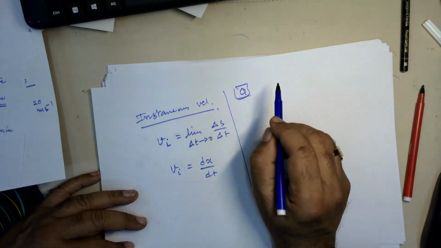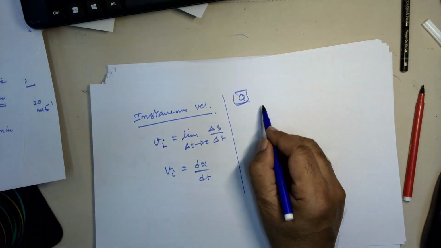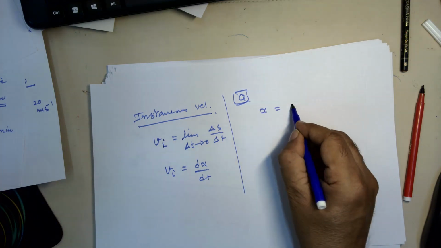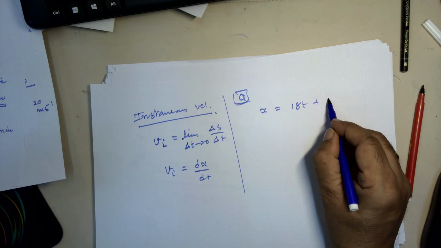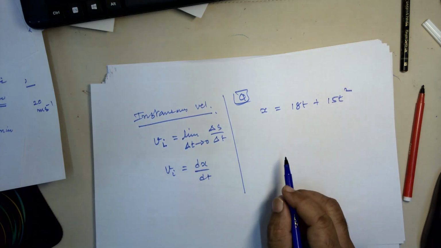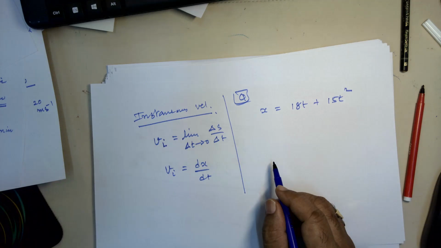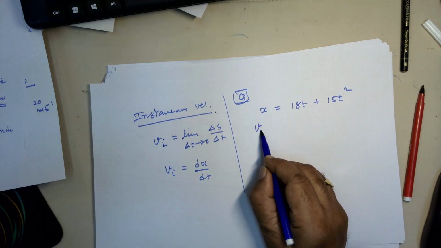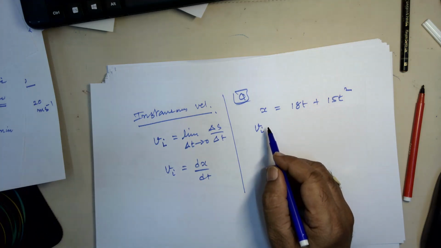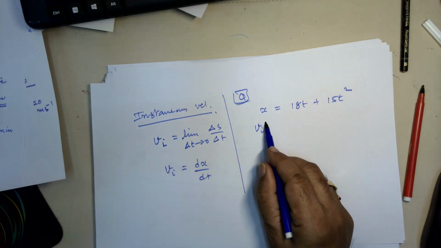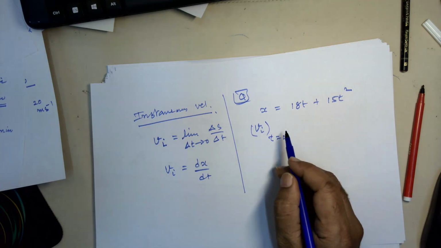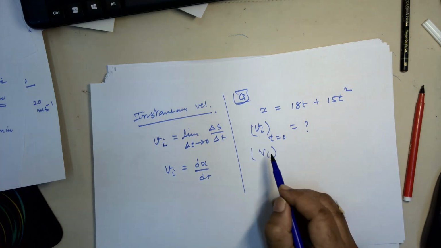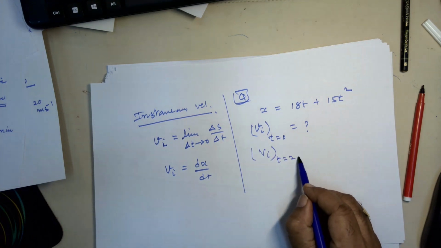Take down: the displacement in meters of a particle is given by x is equal to 18t plus 15t squared. So this is the displacement along the x-axis. Find the instantaneous velocity when t is equal to 0 and when t is equal to 2 seconds.